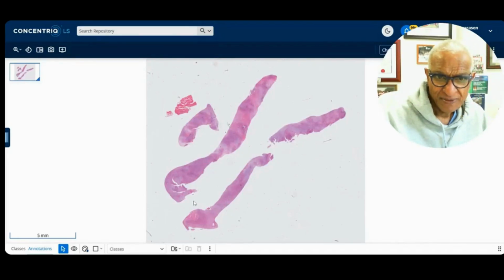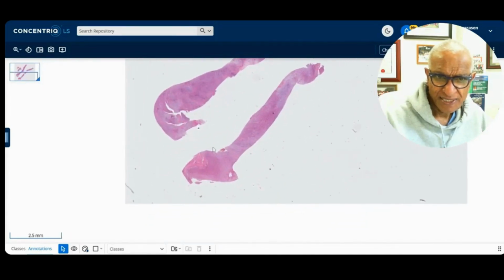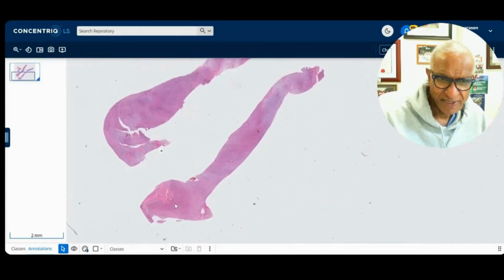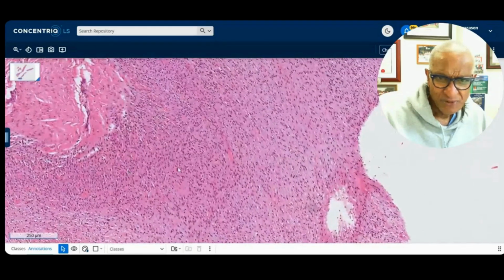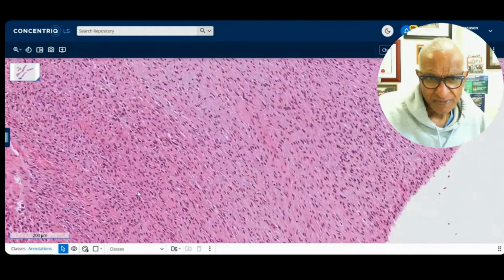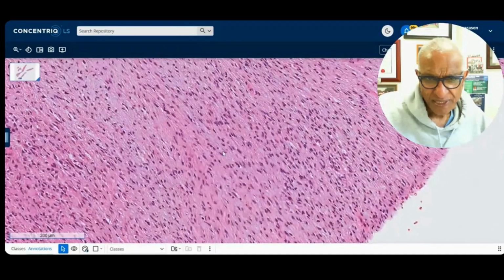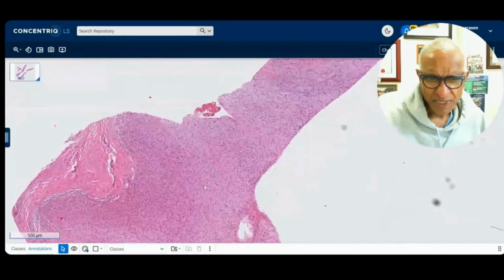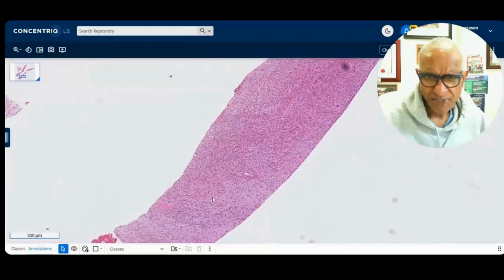Okay, so we can start with any core. Let's start with this one here. This looks like a tadpole or a puff adder. Okay, so cellular, spindle cells. Let me give you a medium power so you get a feel for the core before I go down to high power. Okay.